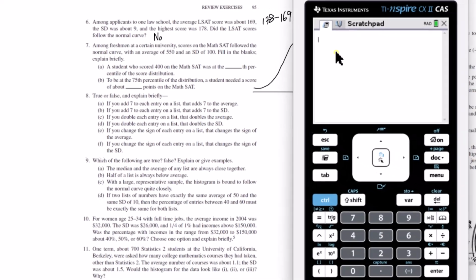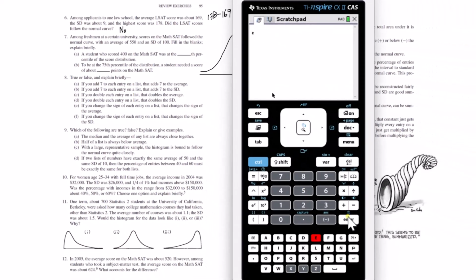Okay, so again, we've got the formula for the normal curve saved as an equation. If we're assuming that for freshmen at a certain university the scores followed a normal curve, average 550, standard deviation of 100, then a student who scored 400 was at what percentile?